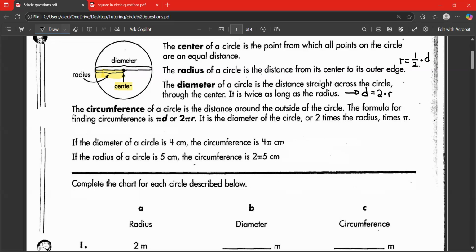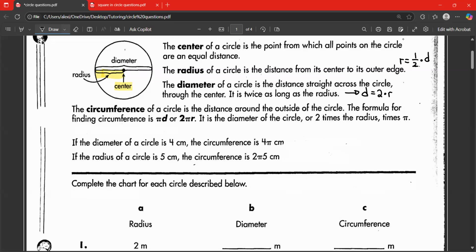The circumference of the circle is the distance around the outside of the circle. When we think about shapes that have sides, we call the distance around it the perimeter. But a circle doesn't have sides. Therefore, instead of calling it the perimeter, we call it the circumference. Perimeter is the distance outside a shape that has sides, like a square or a rectangle or a triangle.